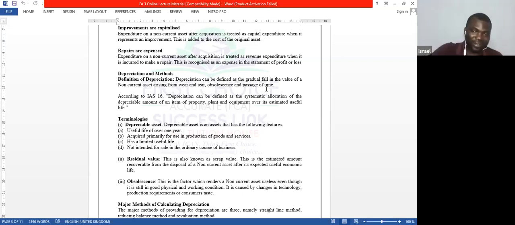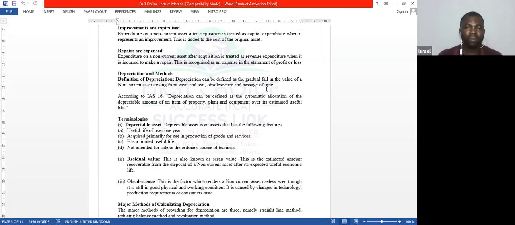Another feature is that the asset is not intended for sale. We purchase an asset not to sell it for a profit, but because we want to use it to run our business.